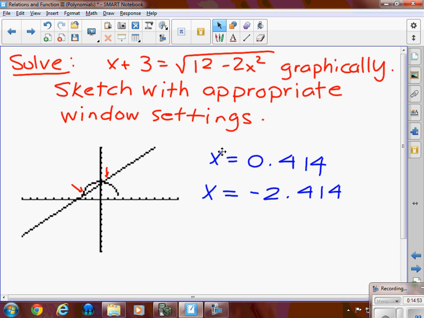This was one way. Left side in Y1, right side in Y2, find the intersection. Is there a different way you could have done it? Should have moved it all over to one side. That's 0 on the other side. Yeah, move it all to one side, and then find where your x-intercepts are, and they'd be the exact same ones. That's more work, but doesn't matter.